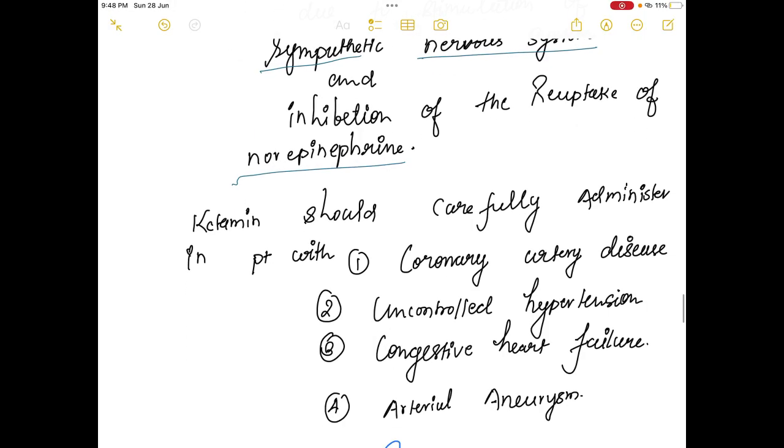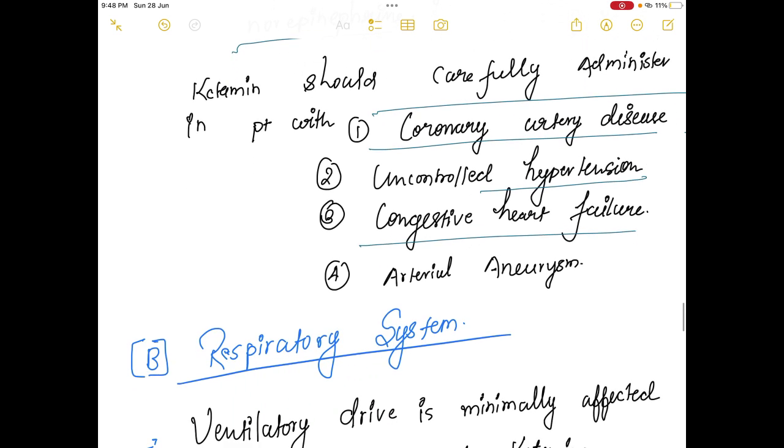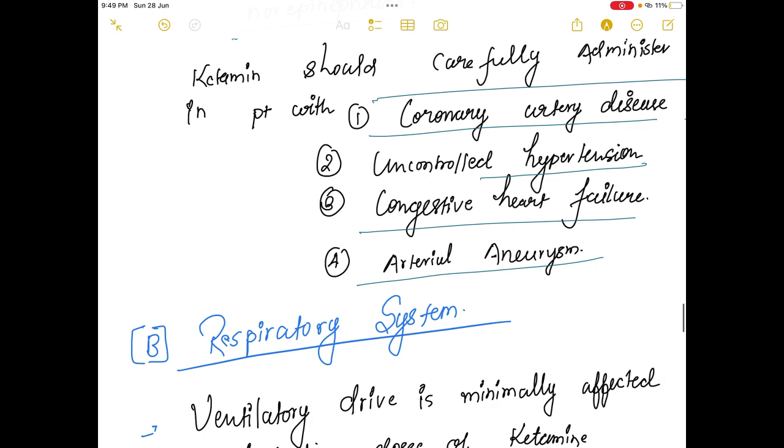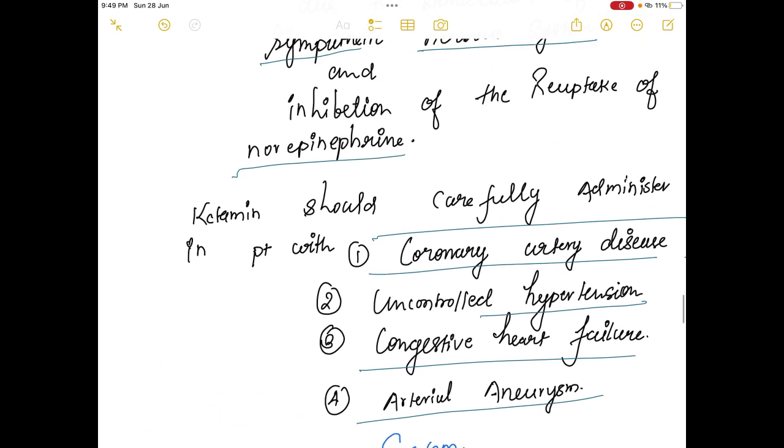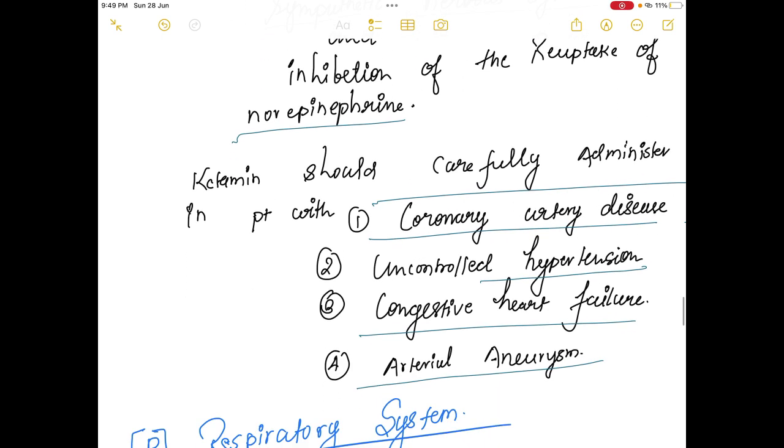That's why ketamine should be carefully used in patients with coronary artery disease. Due to increased heart rate and increased blood pressure, it may precipitate coronary artery disease, and it can worsen hypertension. It can also be used carefully in congestive heart failure. And the fourth one is arterial aneurysm. In this condition also, we should use ketamine very cautiously.